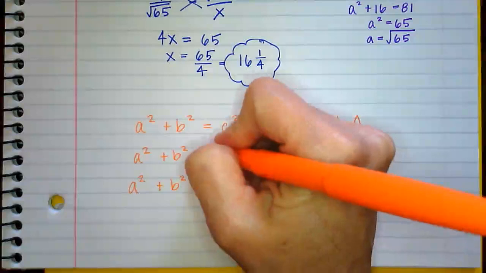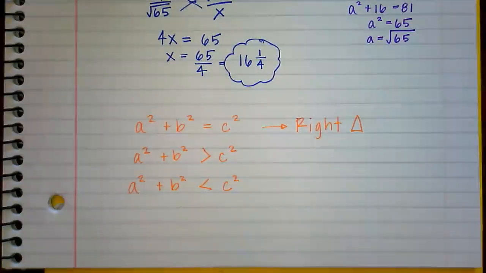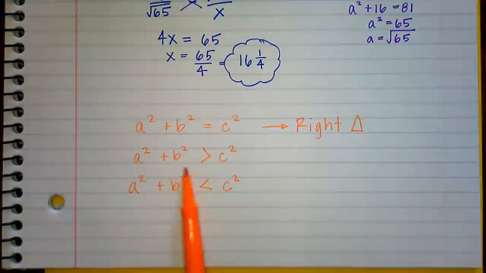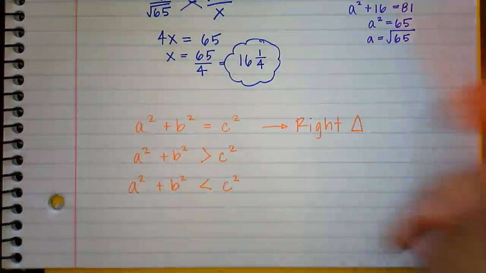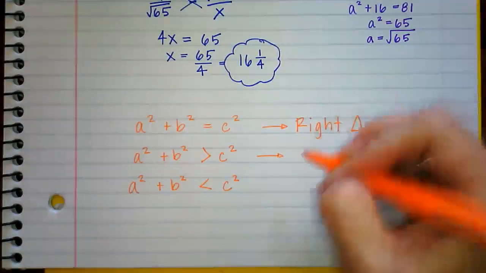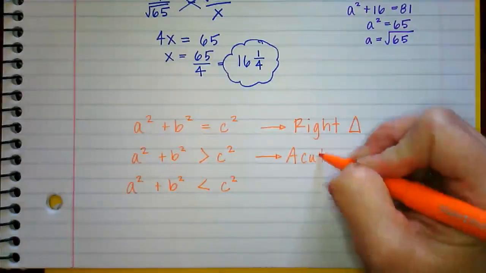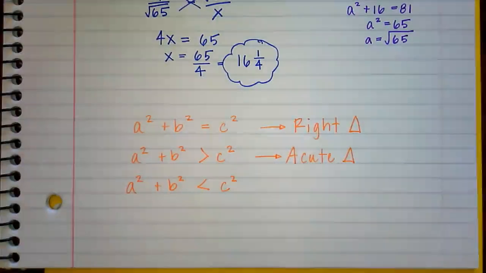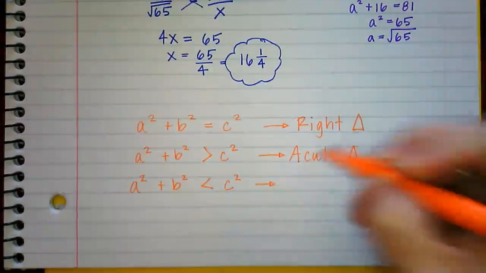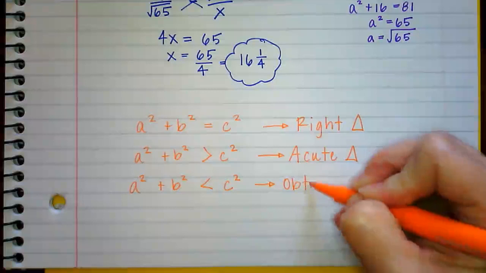Because surely you know that somebody in math figured out what's happening here. And I'm about to tell you, it's very cool and it's very simple. It might be opposite of what you think, but if you start thinking about it, it will make sense. If a squared plus b squared is bigger than c squared, then you have an acute triangle. And if a squared plus b squared is smaller than c squared, you have an obtuse triangle.